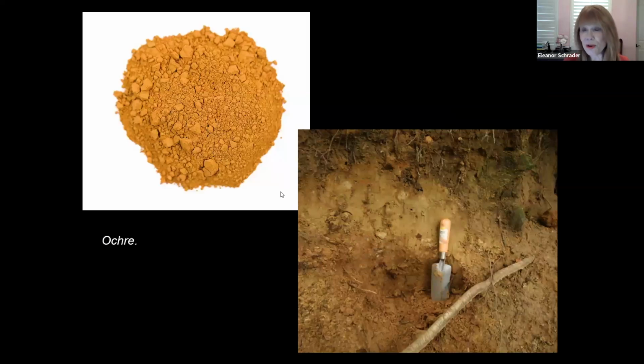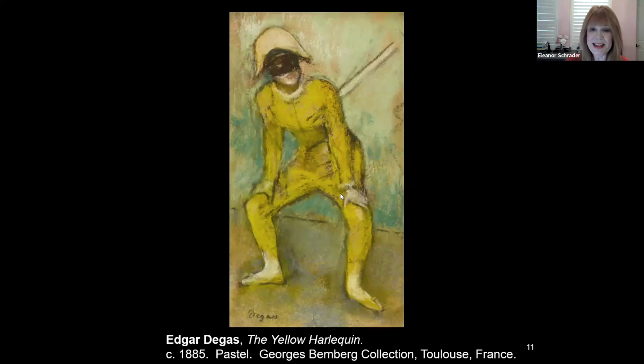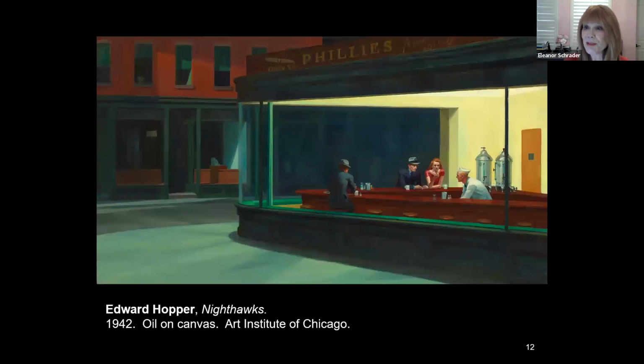And then for the oranges, we'll look at the pigments again, and even how they were used in illustrated manuscripts, as well as in the paintings of the 19th and 18th centuries, and even some of the famous modern paintings, as we see here, one of the most famous paintings by Edward Hopper.